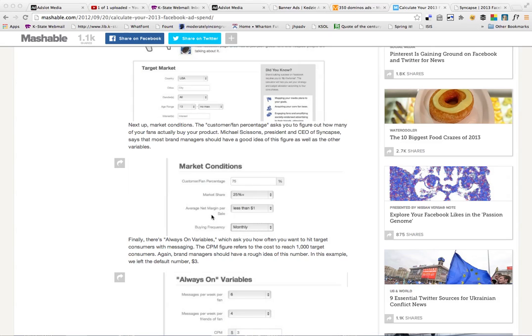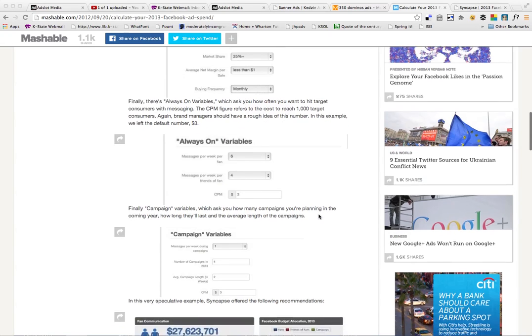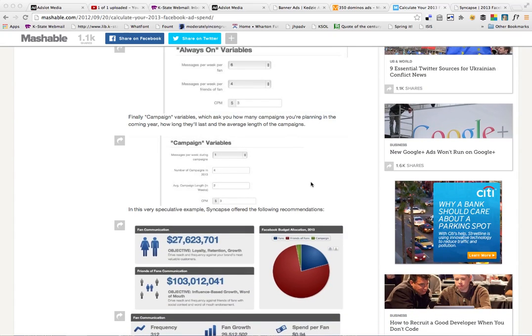So they break this down into market conditions and always on variables. Like they always want to reach their fans 6 times a week. Wow, that's going to be a big budget. And they want to reach friends of their fans 4 times a week, and they're willing to pay up to $3 for that. And then also what the variables might be for the campaign.